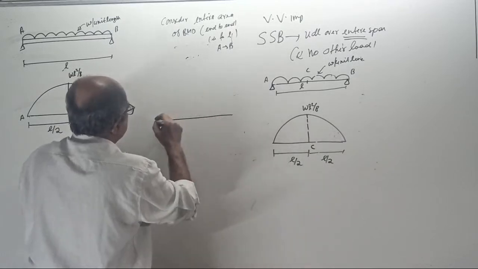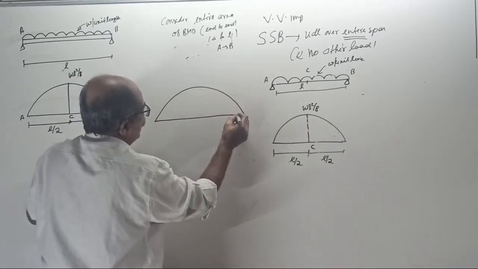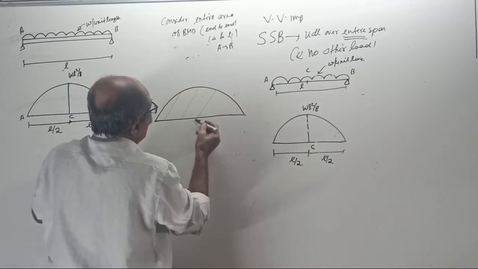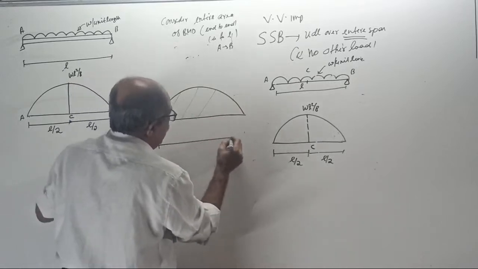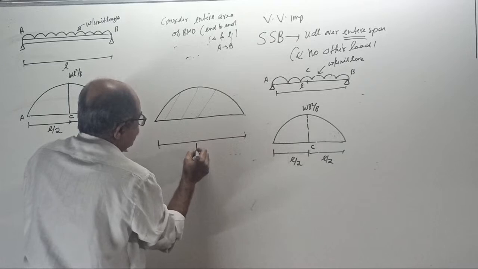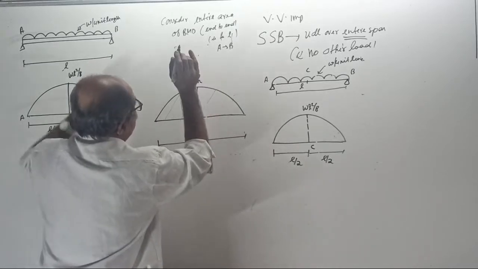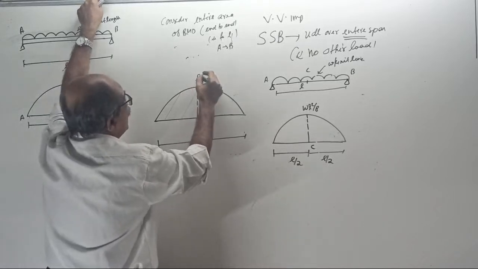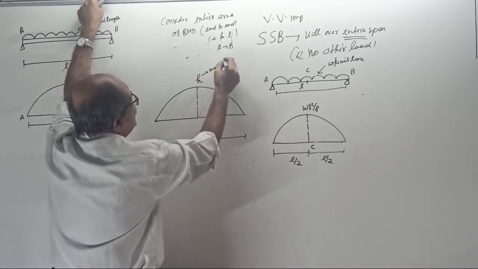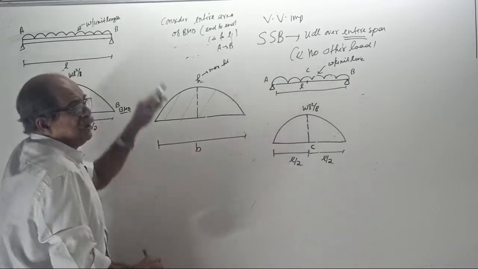It is like this. This way. Okay, now, this full area I want. Base is B. Don't take L. Take the base as B, height as H. This H is the maximum height, remember. H is the maximum height. Equal to what? WL square by 8.